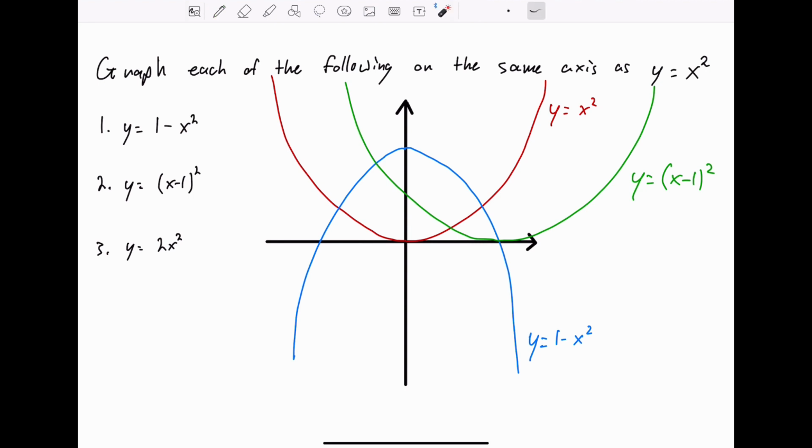How about this last parabola, y equals 2x squared? That simply takes the parabola and it stretches it out. So it will look a little bit narrower. Y equals 2x squared looks something like this.